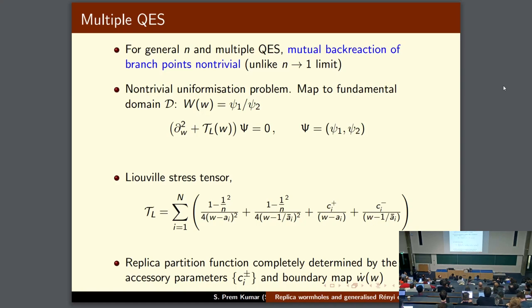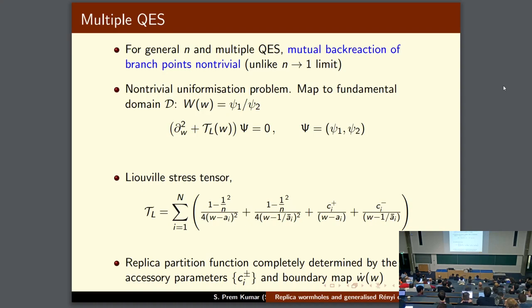You can now try and generalize this question for a general number of branch points, and the problem becomes actually quite non-trivial, because unlike the n goes to 1 limit, which is very special, where all these branch points or conical deficit states are like probes propagating in a geometry, away from the n equals 1 limit, these different conical deficit states or branch points interact with each other. There's a back reaction effect. And this back reaction is generically non-trivial. To actually solve it, you have to solve the uniformization problem.